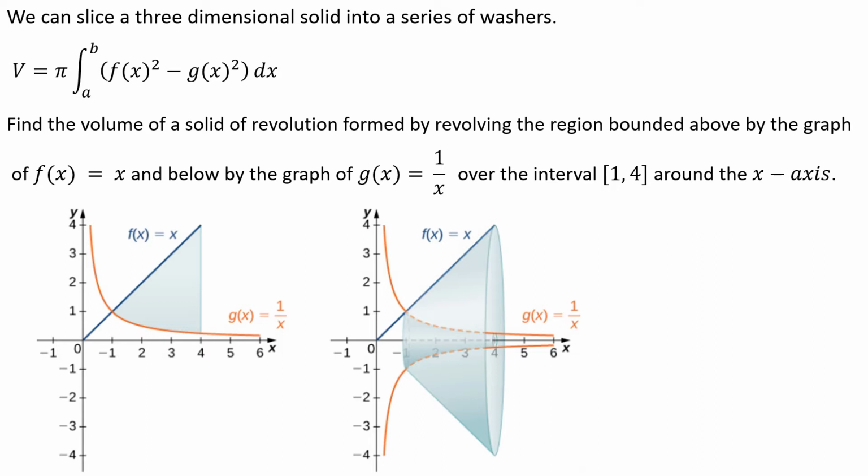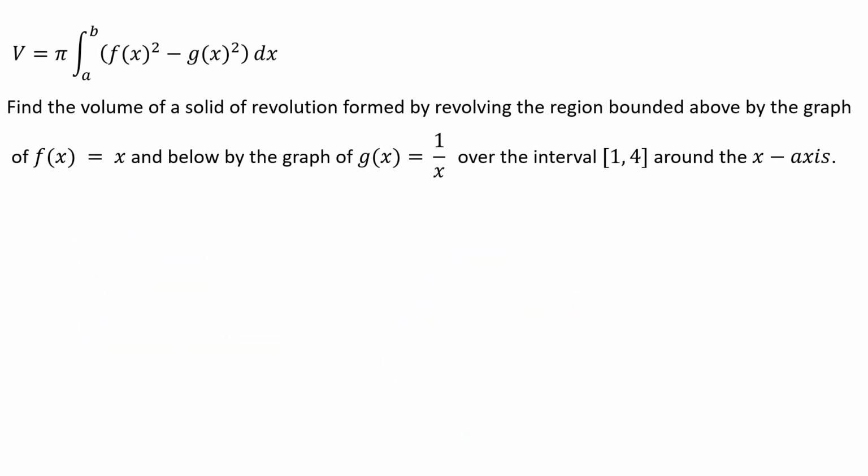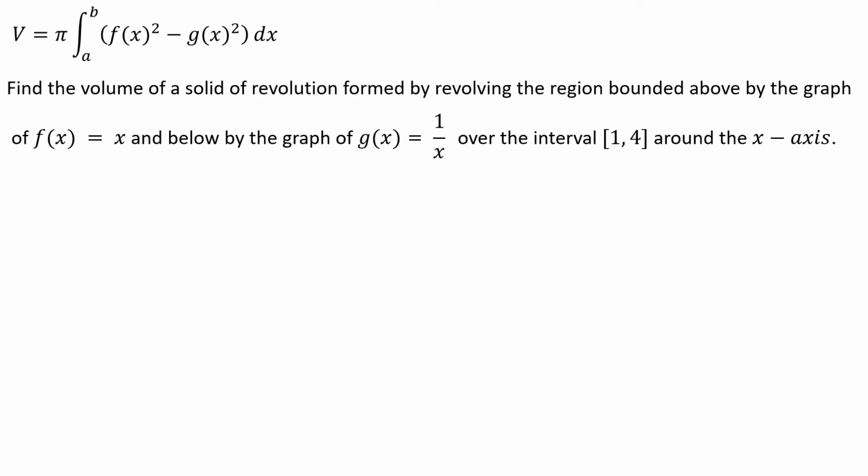Okay, so let's put this thing together. All right, so I need to set up an integral for the volume. So the volume is going to equal, well, let me say, I need pi, right? That pi factored out. Integral from a to b, okay, well, from left to right, we're going to go from 1 to 4. So my integral's got to go from 1 to 4.